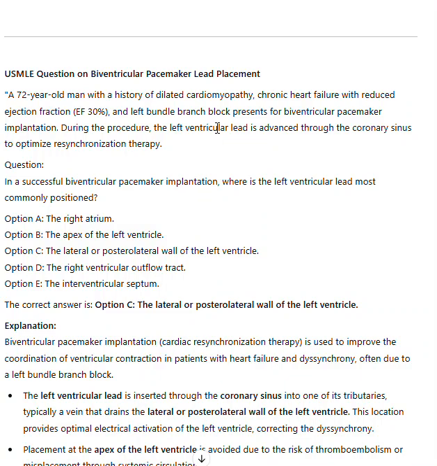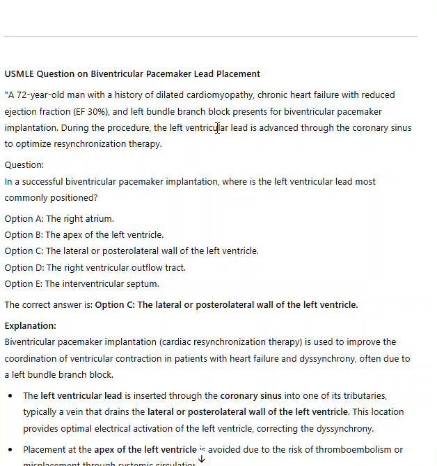A 72-year-old man with a history of dilated cardiomyopathy, chronic heart failure with reduced ejection fraction, EF 30%, and left bundle branch block presents for biventricular pacemaker implantation. During the procedure, the left ventricular lead is advanced through the coronary sinus to optimize resynchronization therapy.